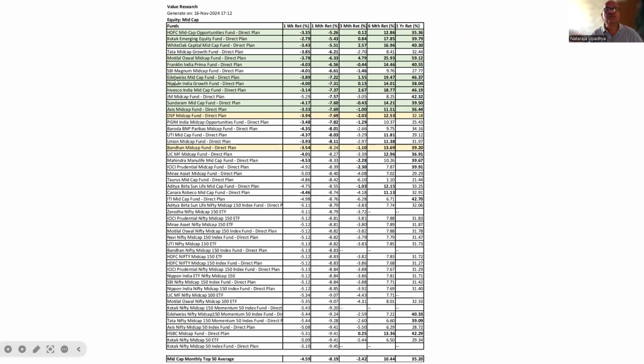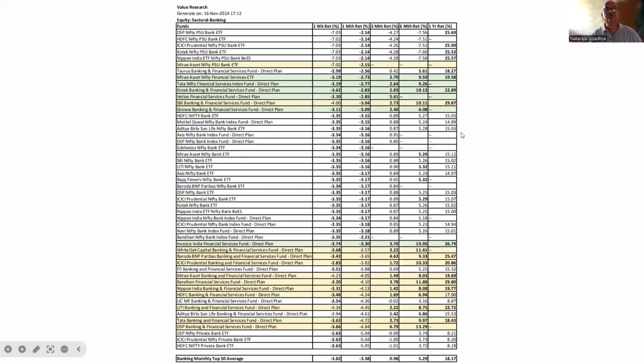The ones in green other than Edelweiss are HDFC Mid Cap Opportunities Fund, Kotak Emerging Equity Fund, White Oak Capital Mid Cap Fund, Motilal Oswal Mid Cap Fund, Franklin India Prima Fund, Nippon India Growth Fund, UNESCO India Mid Cap Fund, Sundaram Mid Cap Fund, Axis Mid Cap Fund.